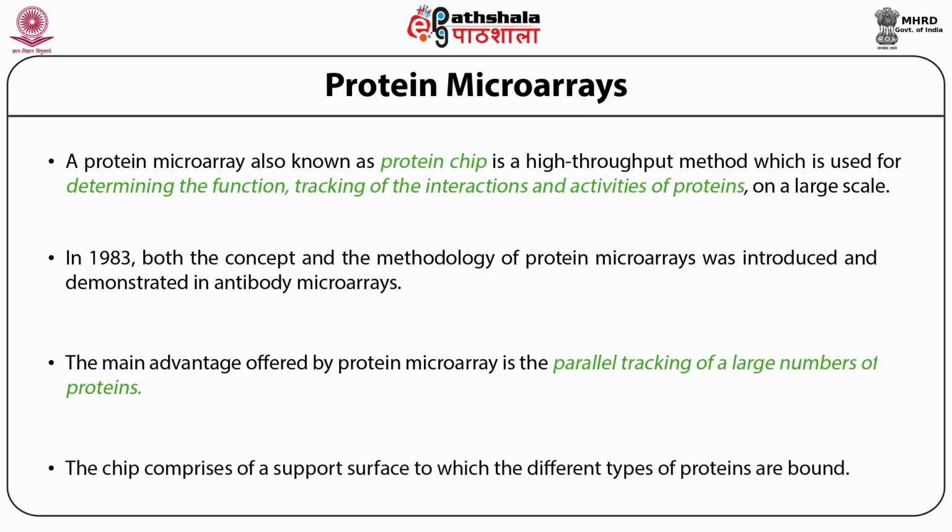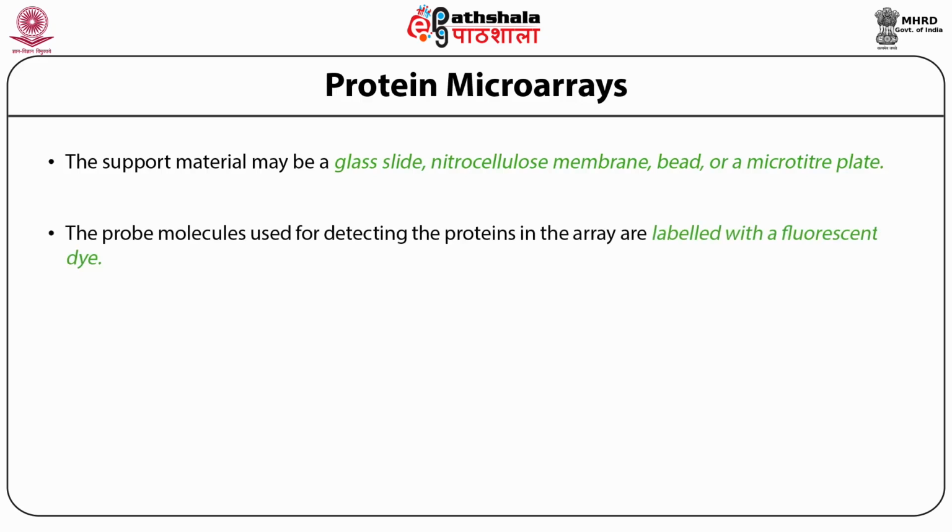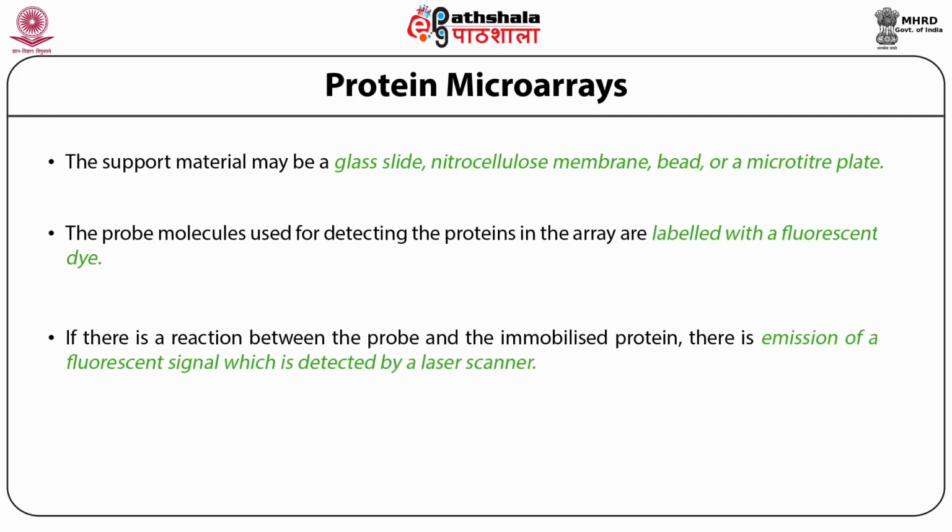The chip comprises a support surface to which different types of proteins are bound. The support material may be a glass slide, a nitrocellulose membrane, a bead, or a microtiter plate. The probe molecules used for detecting the proteins in the array are labeled with a fluorescent dye. If there is a reaction between the probe and the immobilized protein, there is emission of a fluorescent signal which is detected by a laser scanner.